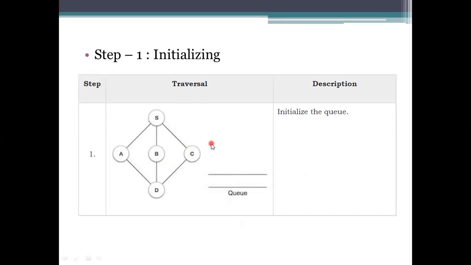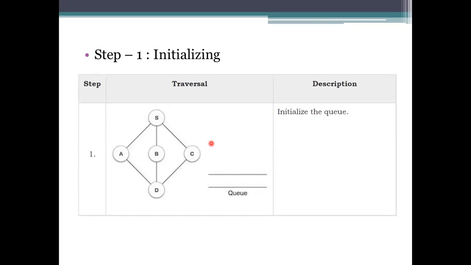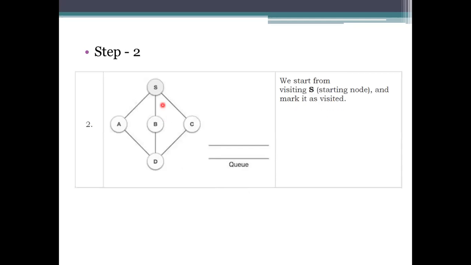Since S is considered the first node, we need to visit S here. So visit S, and if you see, it is in another color. Visited nodes will be shown in another color, and we can mark it as visited. So it's a visited one. And we are starting this node visiting here, and next we come to the processing.